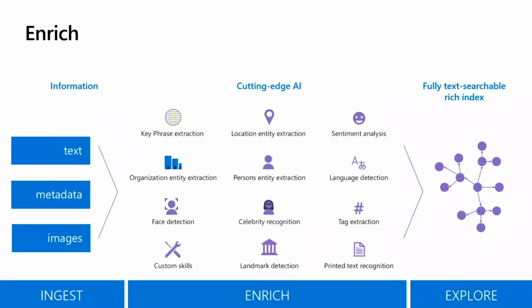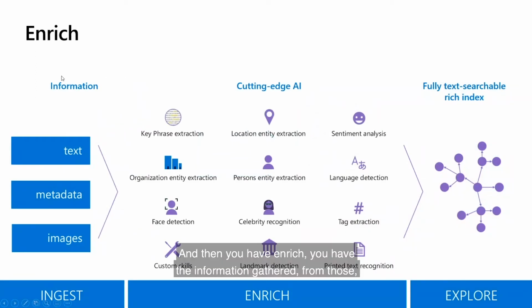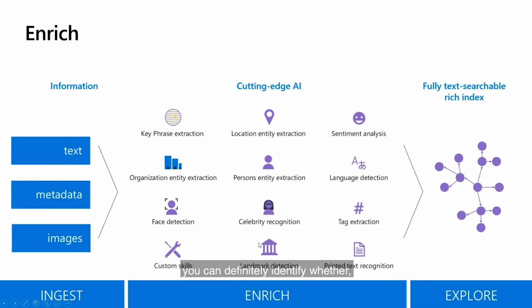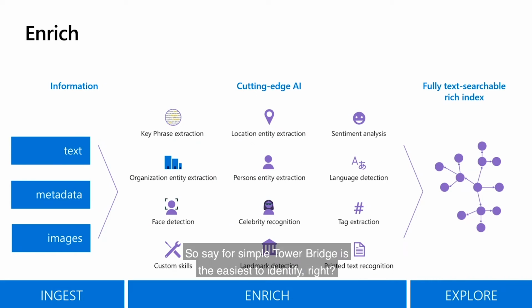Then you have the enrichment. You have the information gathered from those extracted information, and you want to make sense of it. You want to identify a landmark. Just as I mentioned, you can definitely identify any Great Britain, London landmarks. Say for example, Tower Bridge is easy to identify, right? And then we have the celebrity recognition. If you are in the GCR region, and then Leonardo DiCaprio, a global celebrity.